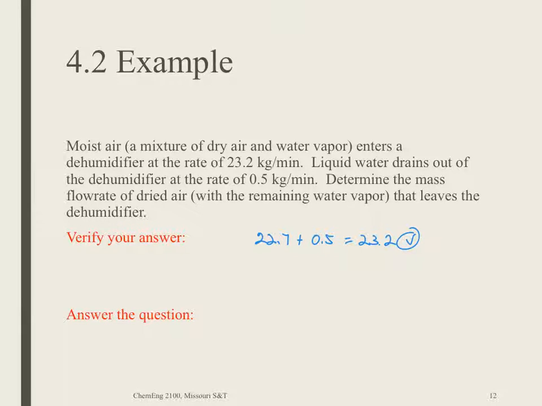And then answer the question. In this case, that's not much different than just solving the equation. But remember, it says find the dried air flow rate that leaves the dehumidifier. So I want to answer it. Be sure to include units.